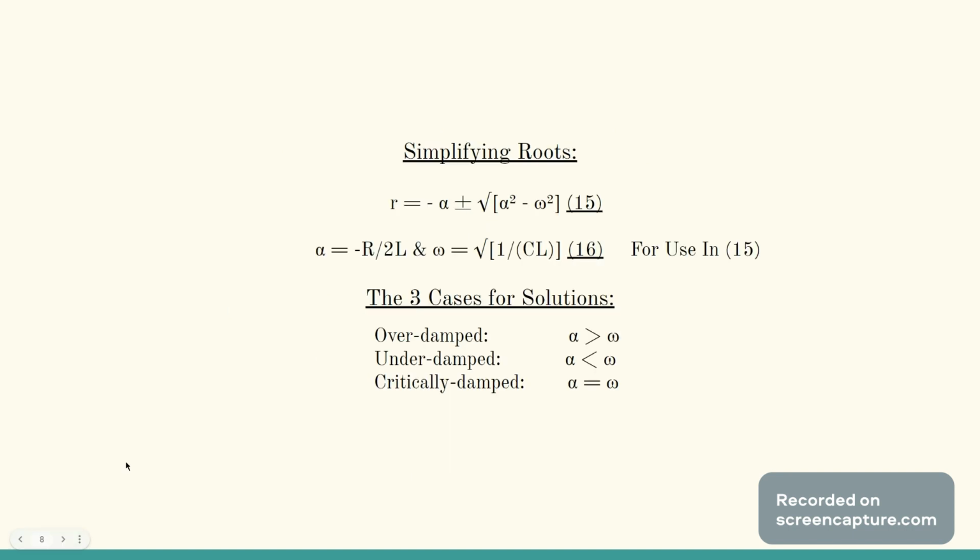And eventually we will get the roots, where r is equal to negative alpha plus or minus the square root of alpha squared minus omega squared, where alpha is negative r divided by 2l, and omega is the square root of 1 over cl, where alpha is also the damping factor and omega is the resonant frequency. And there are three cases for solutions for these roots, where you could get overdamped, underdamped, and critically damped, all depending on the alpha and omega.